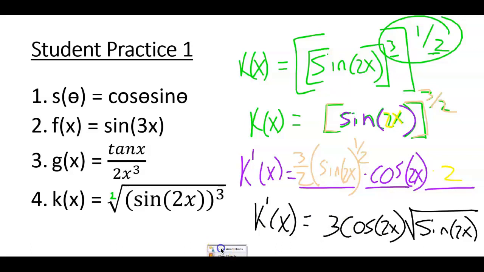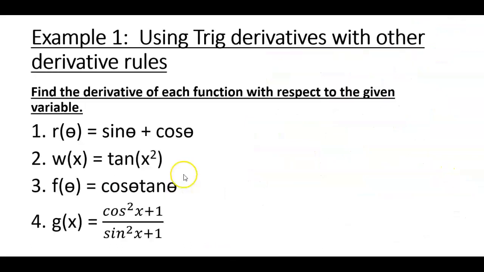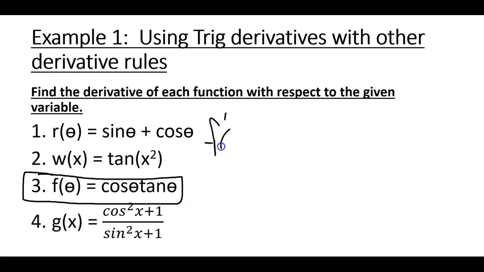Let's go ahead and go back now to another example problem. Let's do the third one down. We decided this one was going to be a product rule. Okay, so let's do that. So what's the product rule? The product rule works like this. You have A, B, A, B, right?